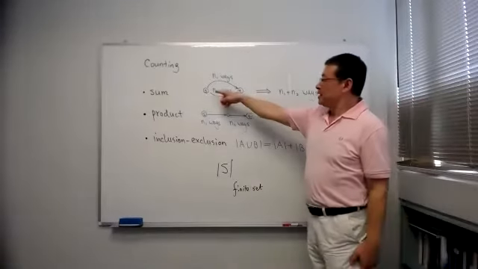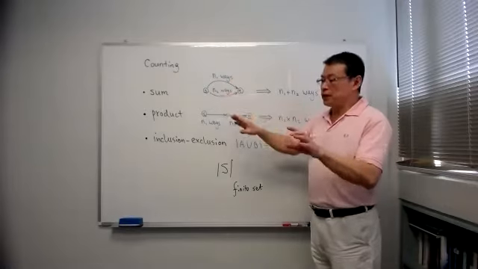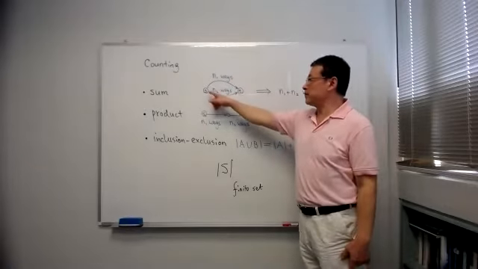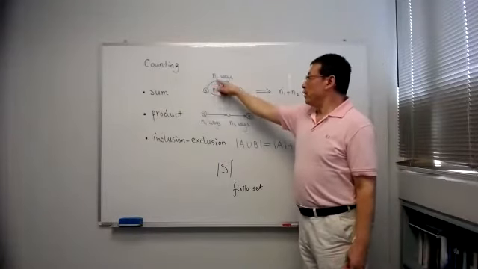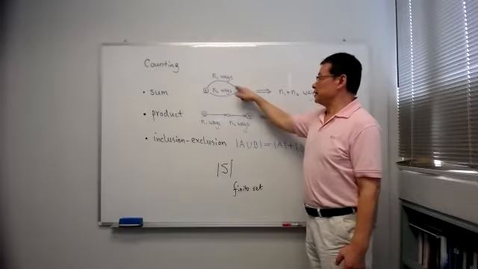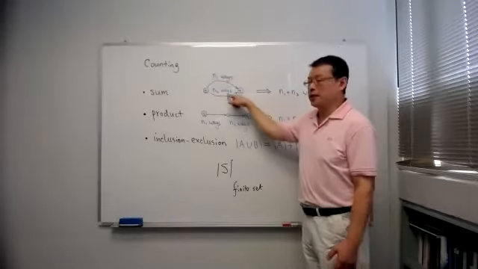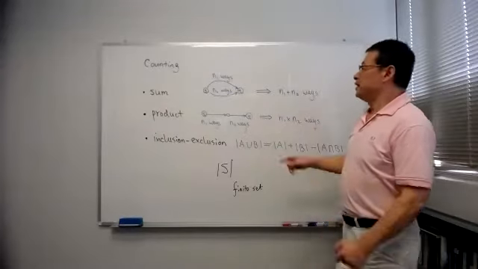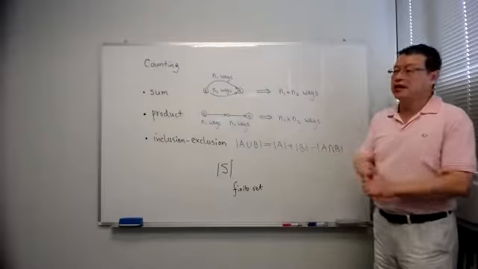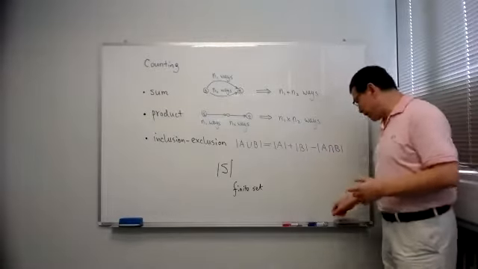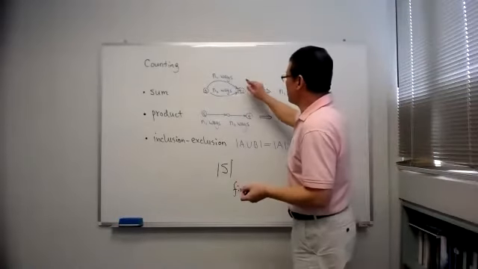Suppose there are two different approaches to finish something. For example, if we want to get from S to T, there are n1 ways to do it in this way, and there are n2 ways to do it in this other way. Then the total number of ways to go from S to T is n1 plus n2. It's obvious.